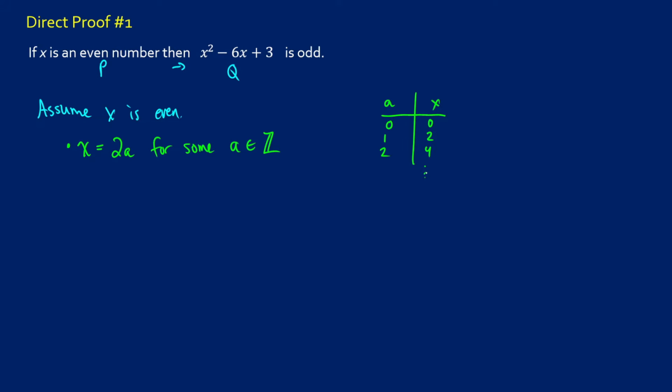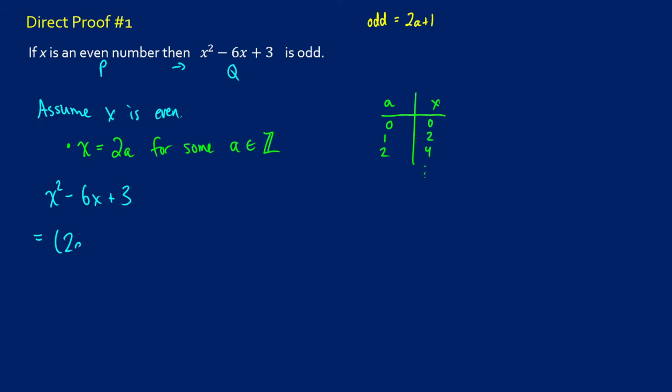So this is the definition of an even number. On the side, if you want a definition of an odd number, that would be writing a number as like 2a plus 1. Okay, so we have this definition. So let's take x squared minus 6x plus 3, and let's plug 2a into it.